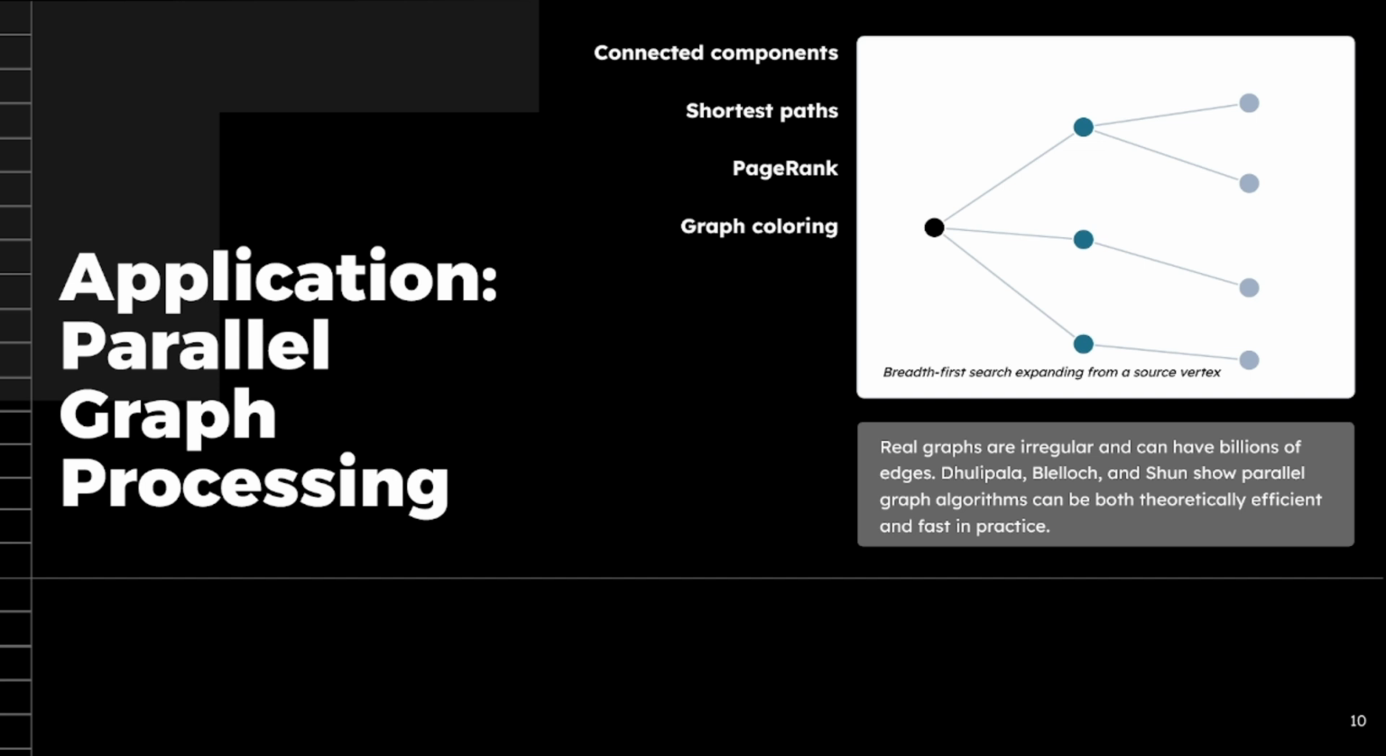Dhulipala, Blelloch, and Shun published an influential paper showing that you can design parallel graph algorithms that are theoretically efficient, meaning that they have provably good work and span bounds, and still be genuinely fast in practice on real hardware, closing a gap that a lot of earlier theoretical work hadn't fully addressed. That combination of theoretical guarantees and practical performance is really the gold standard we're aiming for across this whole field.